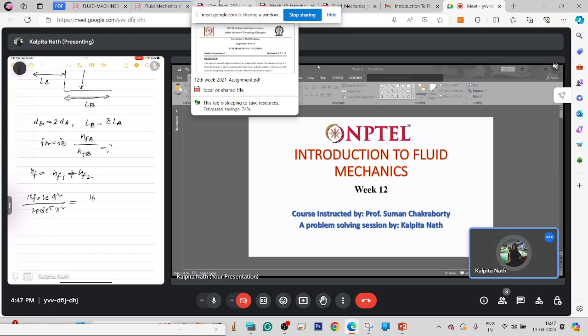So this is equal to 16 f1 l1 Q square upon 2g d1 to the power 5 pi square plus 16 f2 l2 Q square upon 2g d2 to the power 5 pi square. So the others will cancel, so this is f equivalent L equivalent upon d equivalent to the power 5 is equal to f1 l1 upon d1 to the power 5 plus f2 l2 upon d2 to the power 5.